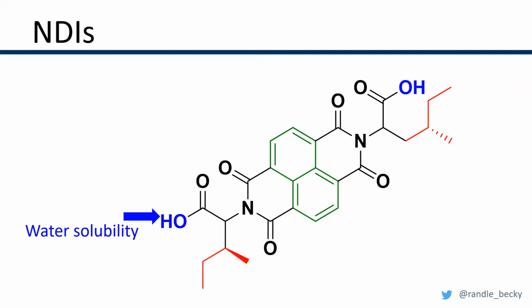That bit helps with water solubility. This red bit here, that's something we can change really easily. So we can take that off, put a different group on, just by changing the way we do the synthesis, but that is very easy to take on and off.